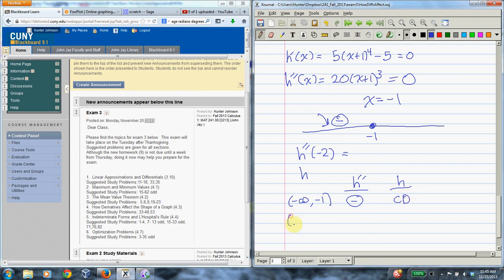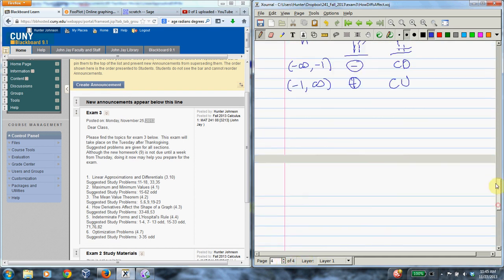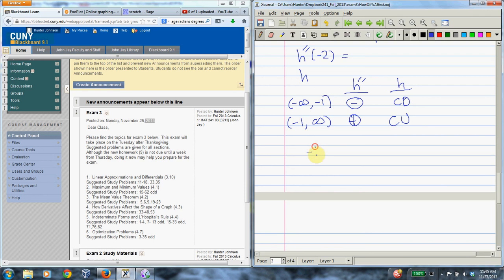Okay, and from -1 to infinity is this region. We need a test point here, so let's use 0 as a nice one. And if you plug 0 in here, it turns out to be positive. So here h prime prime is positive, and this is concave up. Okay, great. And so it turns out that -1 is an inflection point.